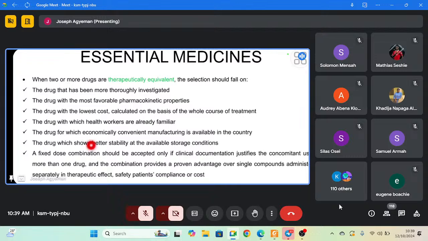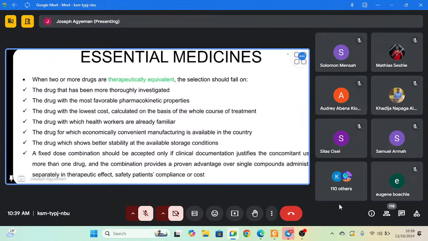Again, choose the drug which shows better stability at the available storage conditions. So looking at our system, our setting, the drug that can withstand our storage conditions, our weather, the temperature, that is what you have to choose.